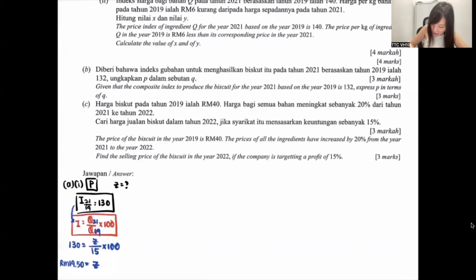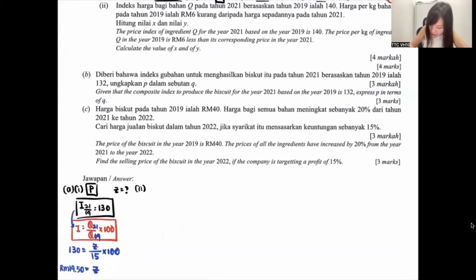Second part. I write here. Second part. They say the price index of ingredient Q. Now, my dear, doing Q, better have a title, knowing which one you're doing. Okay. The price index is I. Index is always I. Not price, it's index. So the price index for 2021 based on 2019, 21 over 19, is 140. That's what they say.